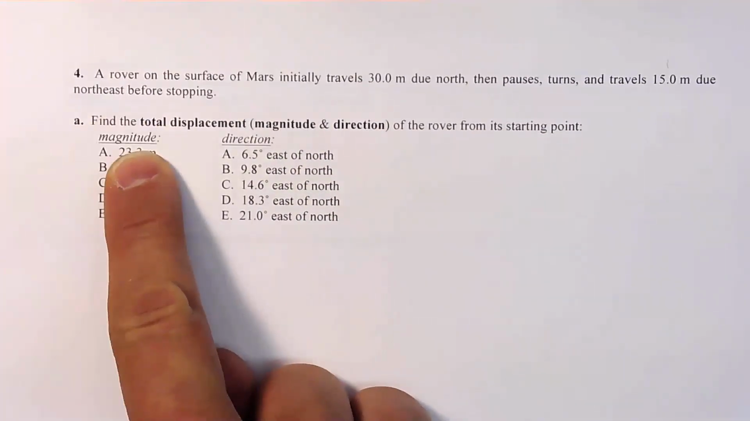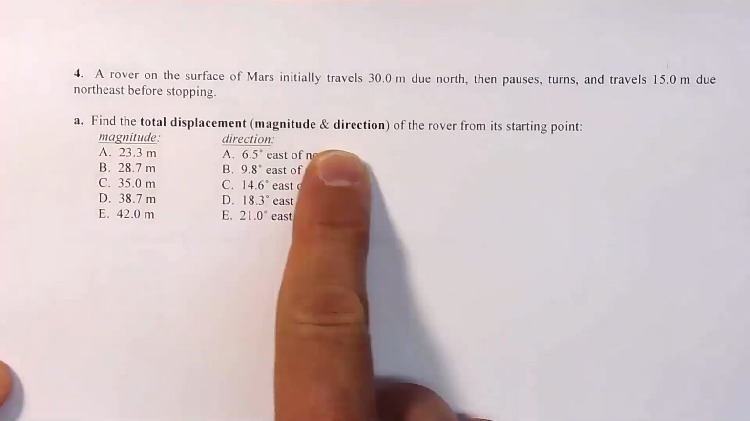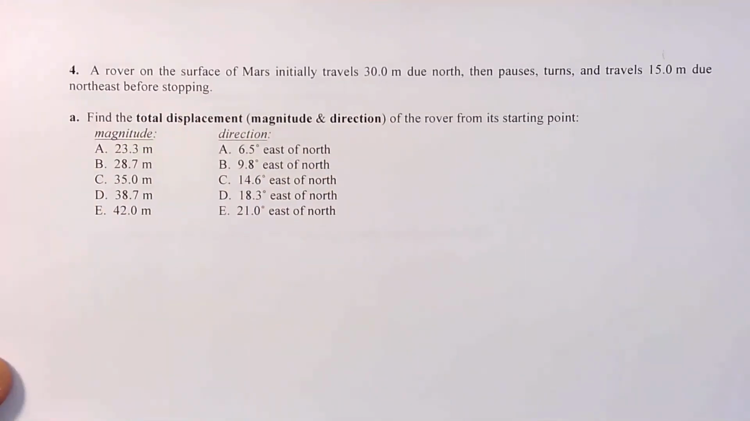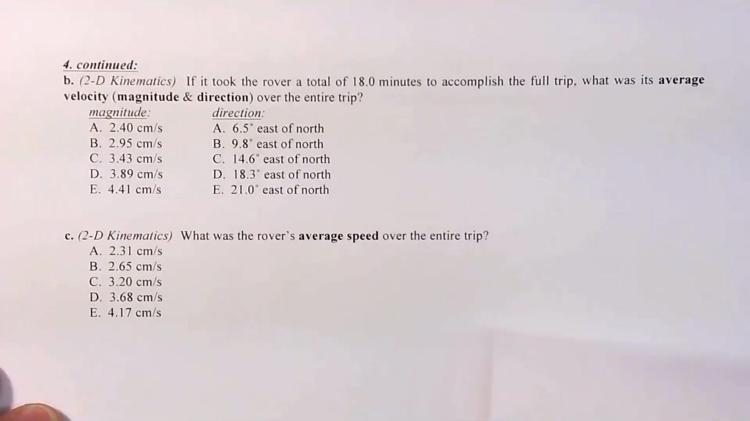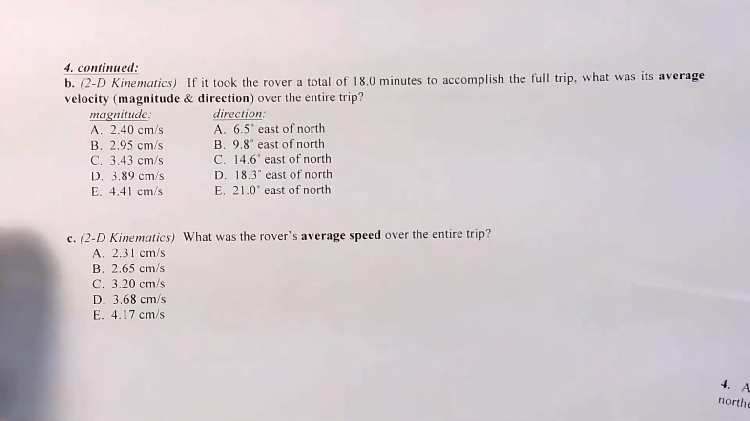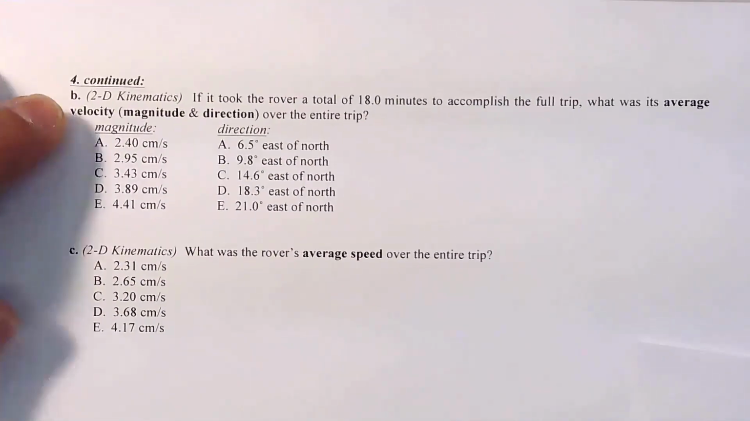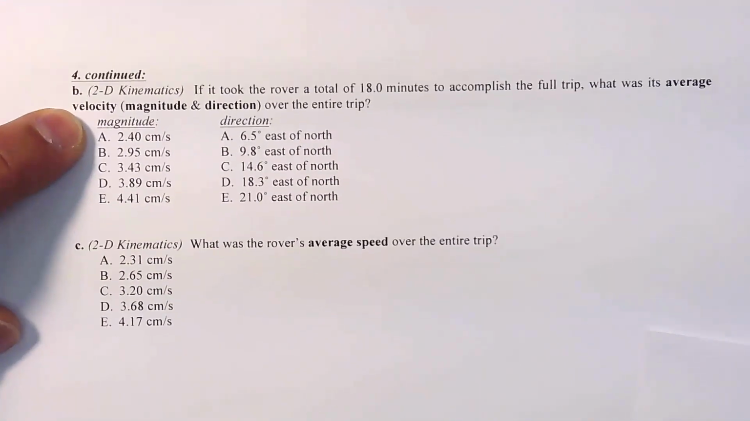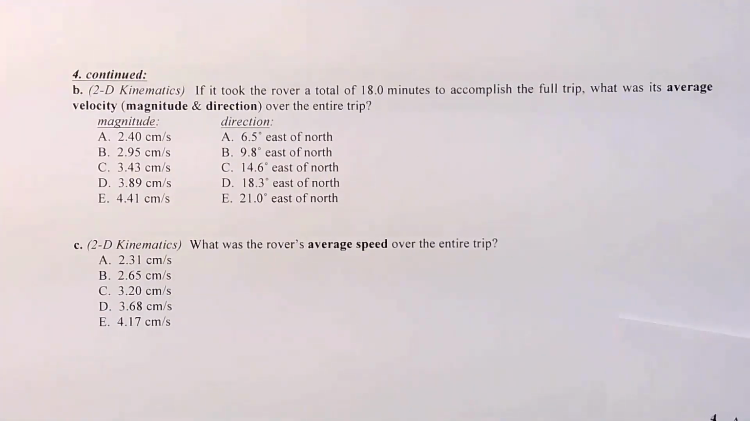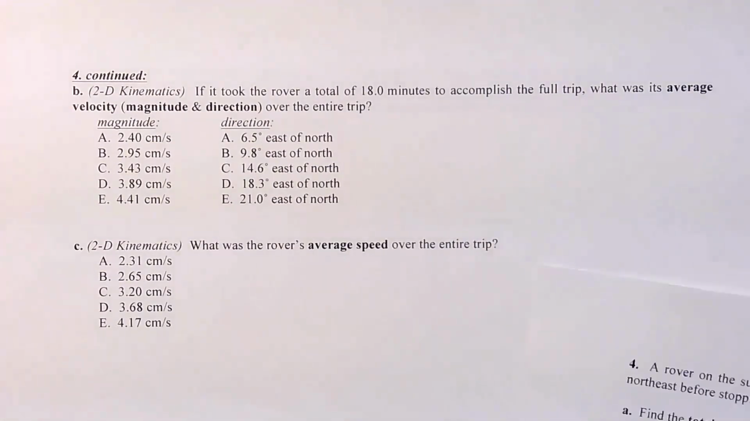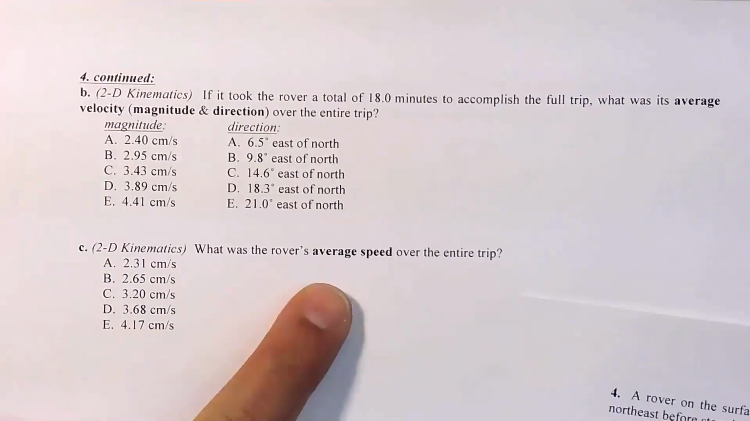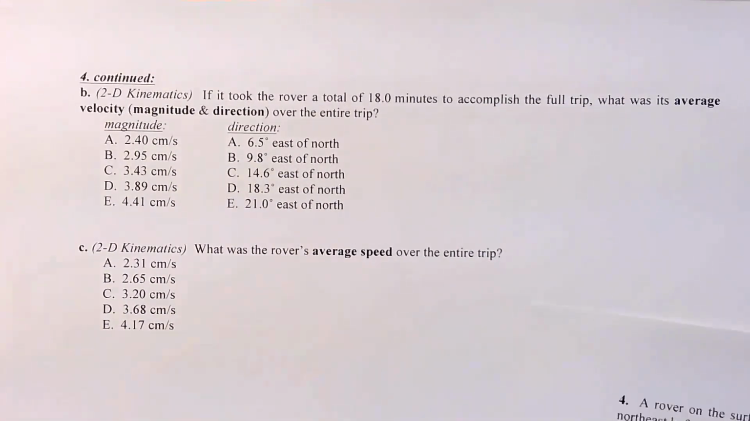Part A asks to find the total displacement of the rover from its starting point. Just looking ahead, what will the rest of the problem ask for? Part B will ask, what is the average velocity over the entire trip? Remember, the formula for average velocity that we just saw requires the total displacement, and then we'll divide by time or multiply by 1 over time. And then, what was the rover's average speed over the entire trip?